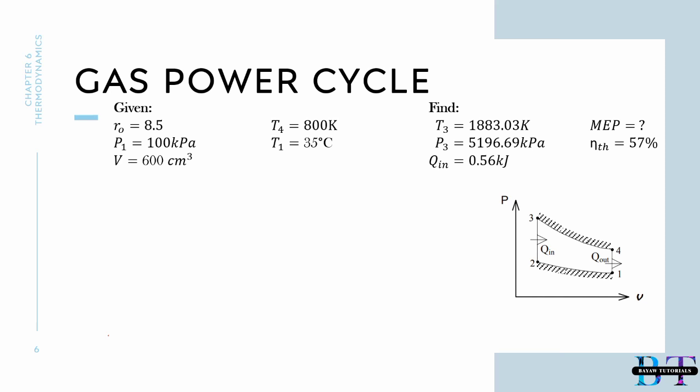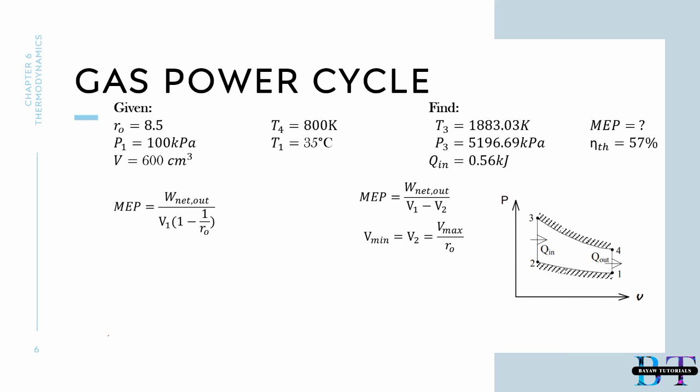Now lastly, we'll have our MEP, and we can solve that by our work sub out all over our V sub 1 minus our V sub 2. Now our V minimum is V sub 2, since looking at our PV diagram, we have V sub 2, or our state 2, at the least value, and we can get that by our V max, or our state 1, since it has the highest value in our volume, divided by our compression ratio.